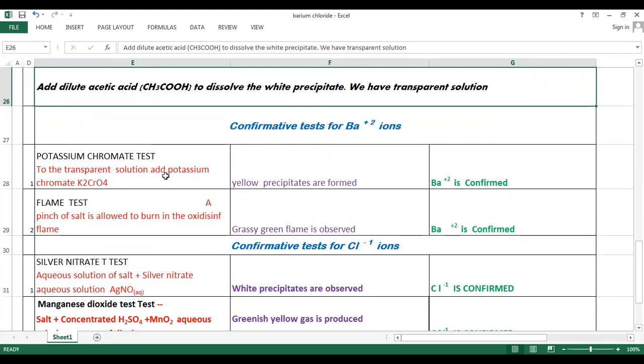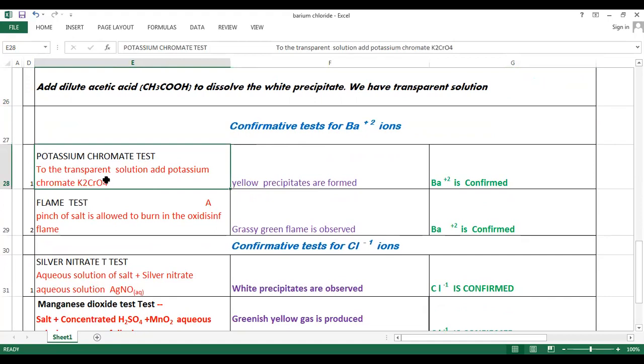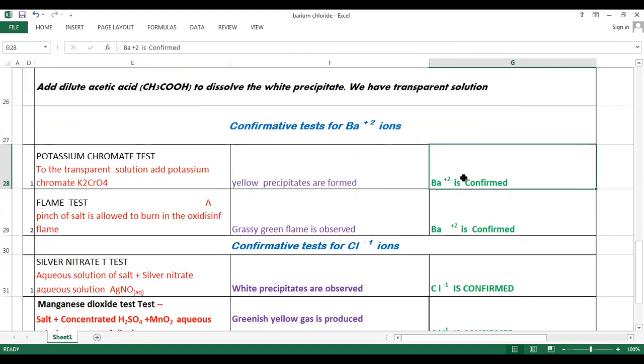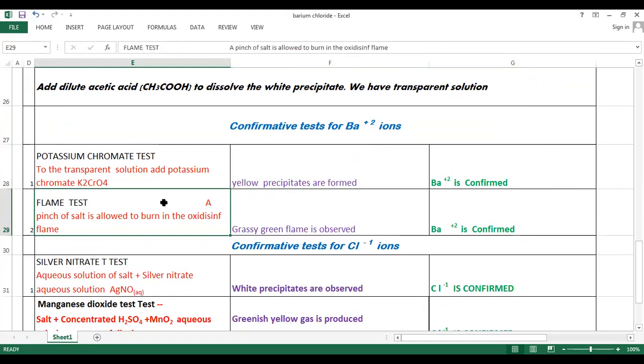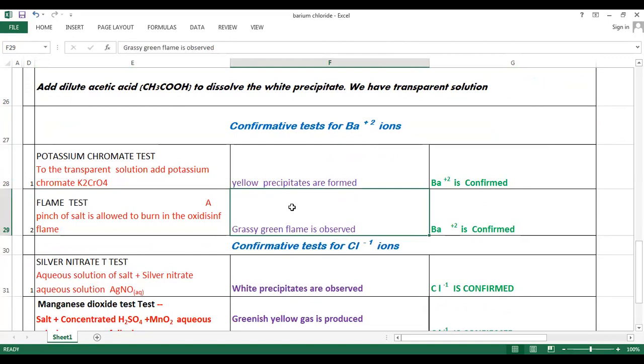Confirmative test for Ba+2 ion, potassium chromate test to the transparent solution. The transparent solution is obtained by adding dilute acetic acid to these precipitates. To the transparent solution, add potassium chromate, K2CrO4. We get yellow precipitates, and we confirm that Ba+2 is present. Then we perform the flame test. A pinch of salt is allowed to burn in the oxidizing flame. A grassy green flame is observed, and this is how we also confirm the Ba+2 test.